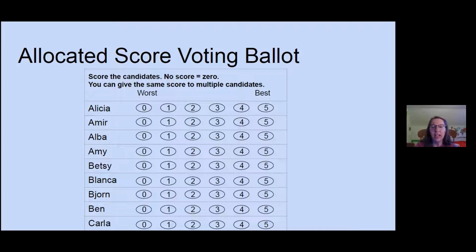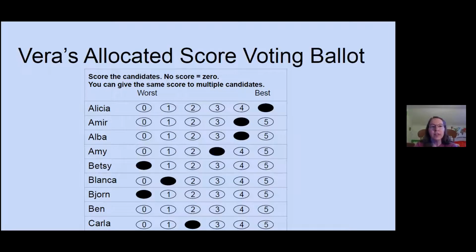Okay, so let's see how you don't have to give out every score, is what I was going to say. If you look at Vera's ballot, she does give every score to a candidate, but that's not required. In fact, strategically, you might want to give your favorites all 5s and everybody else 0s. But if you want to show any gradation of support, then you have that option.